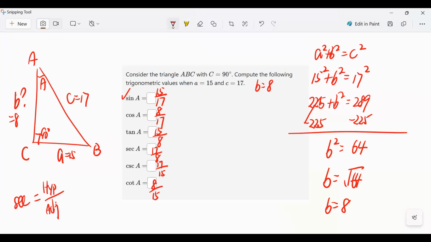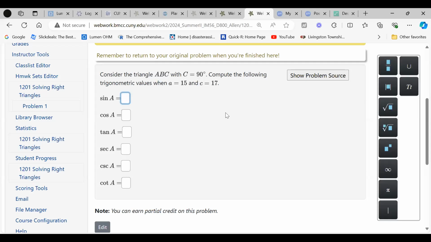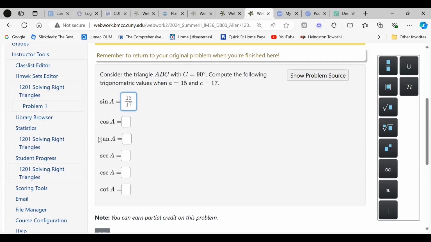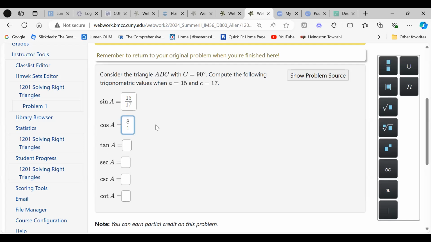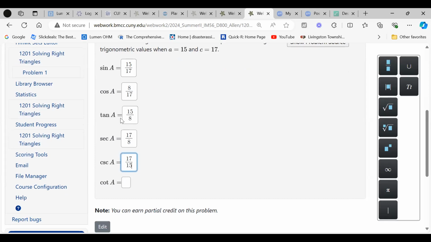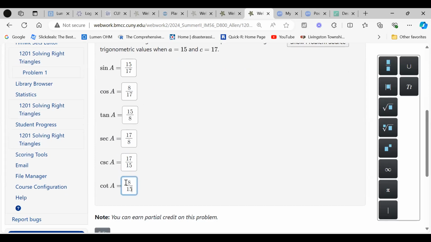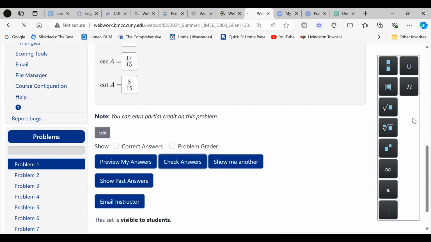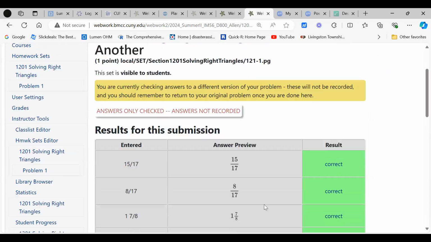Any question about this? Okay, sine is 15 over 17. Cosine A is 8 over 17. Tangent is going to be 15 over 8. Secant is the reciprocal of the cosine, 17 over 8. Cosecant is the reciprocal of sine, 17 over 15. And then cotangent is the reciprocal of the tangent, 8 over 15. Okay, so now check it. Should be all good, right?